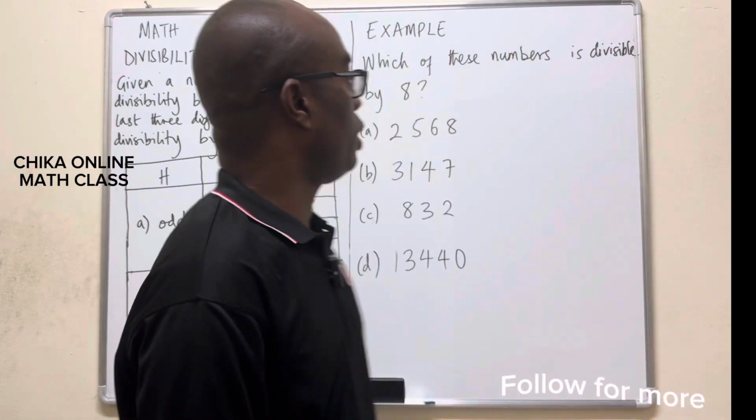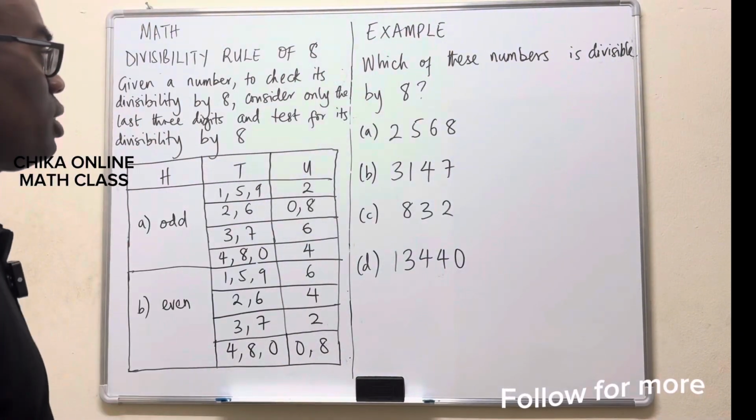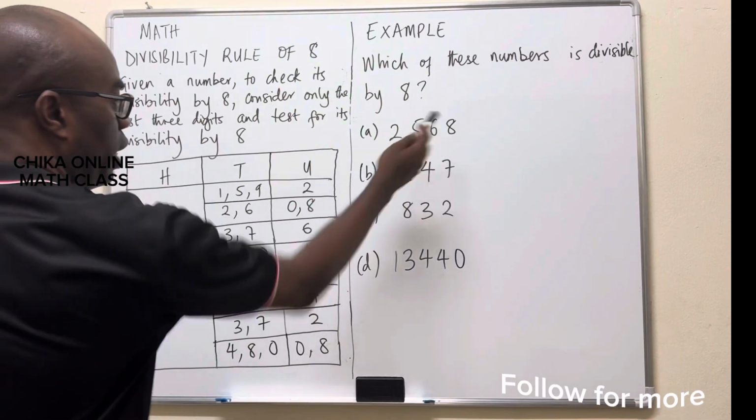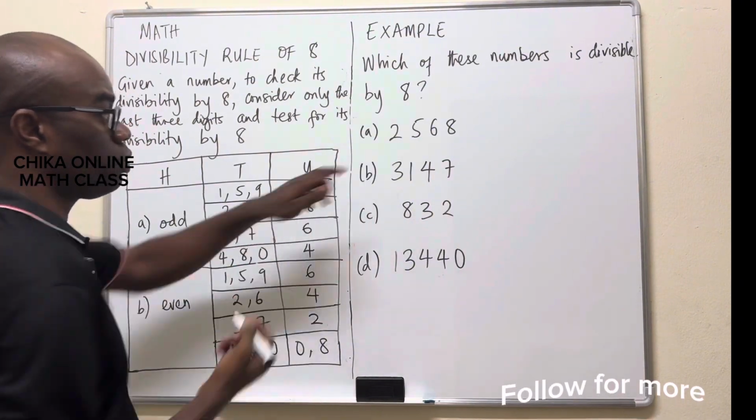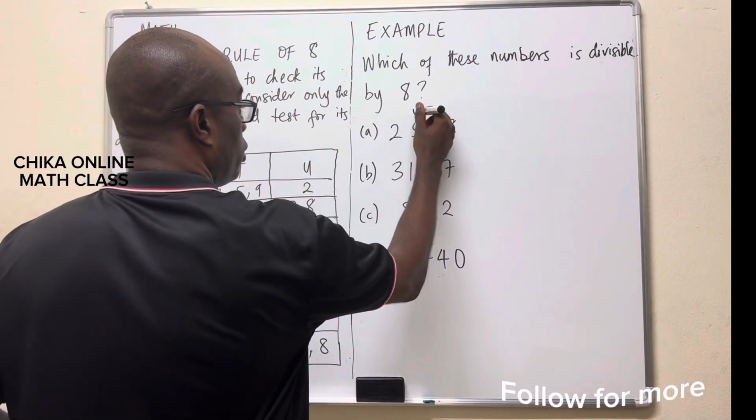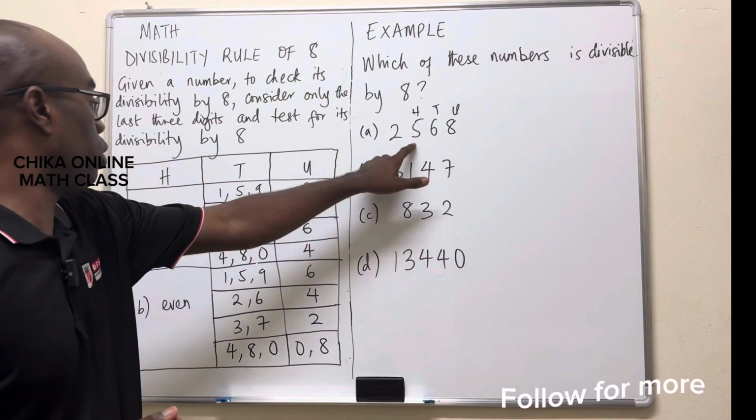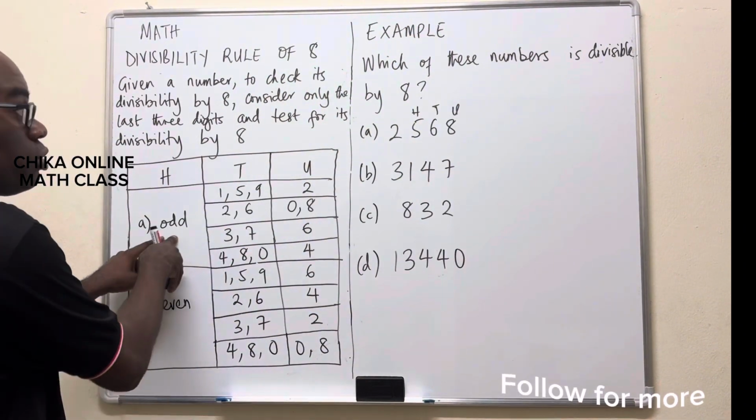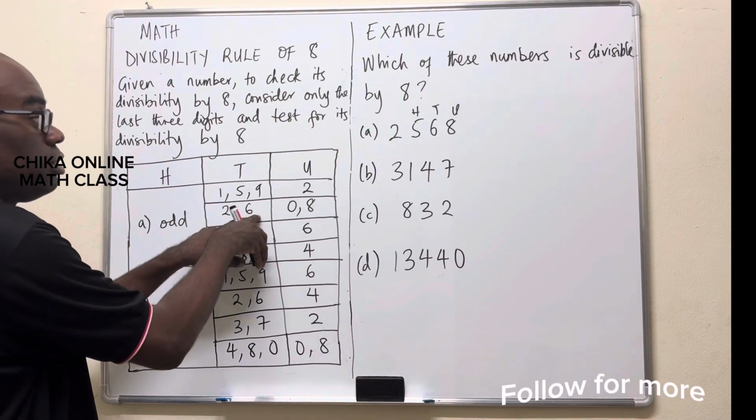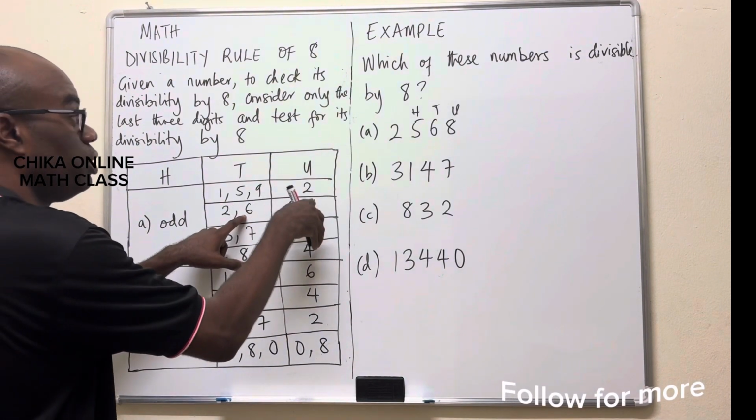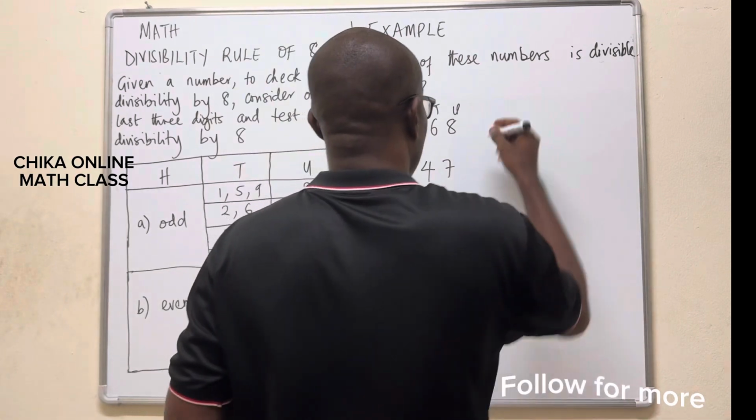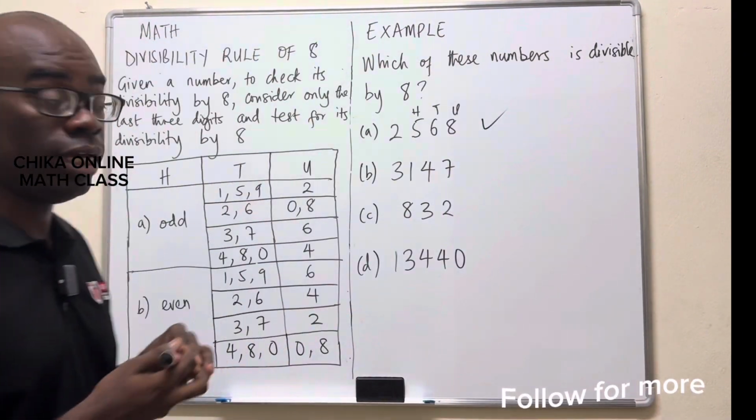Okay, so let's look at the example. Which of these numbers is divisible by 8? 2,568. So we pay attention to the last 3 numbers: hundreds, tens, and units. Okay, the hundreds term 5 is odd. So if it's odd, then tens is 6, then unit is 8, is satisfied. Okay, so this number is divisible by 8.